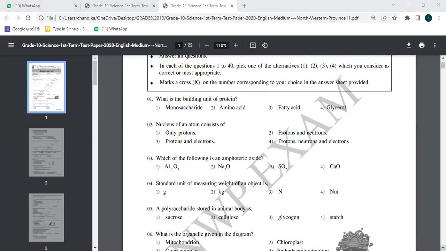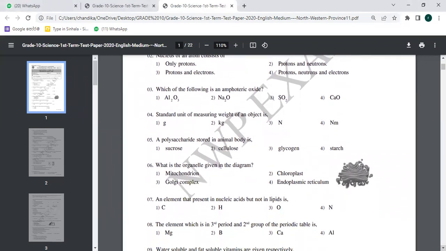Then second question: nucleus of an atom consists of: first one only protons, second one protons and neutrons, third one protons and electrons, fourth one protons, neutrons and electrons. It should be answer 2, protons and neutrons, right? Second question, second response is the answer.